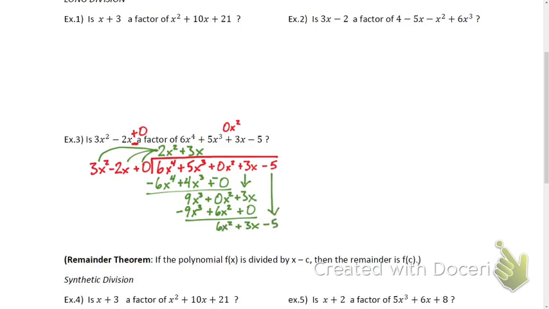All right, the last thing I need to multiply by is 2, because 2 times 3x squared gives me 6x squared minus 4x plus 0. Flip your signs, and you got it. So the answer is written in two ways. First off, it is not a factor because we have a remainder.